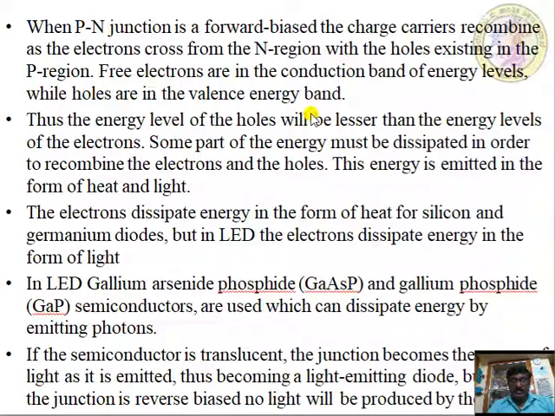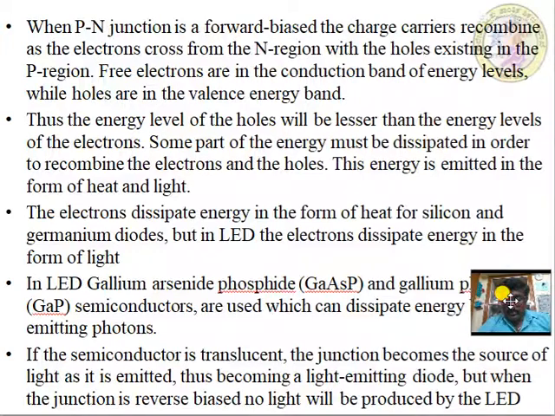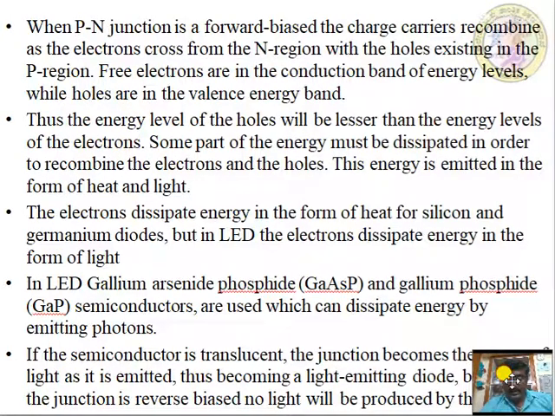In LEDs, gallium arsenide, gallium arsenide phosphide and gallium phosphide semiconductors are used, which can dissipate energy by emitting photons. If the semiconductor is translucent, the junction becomes the source of light, and thus it becomes a light emitting diode. But when the junction is reverse biased, no light will be produced by the LED. So the LED works only for forward bias, not for reverse bias.